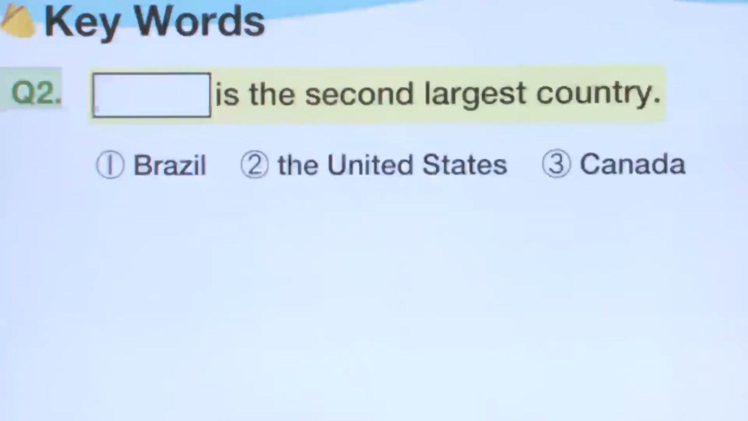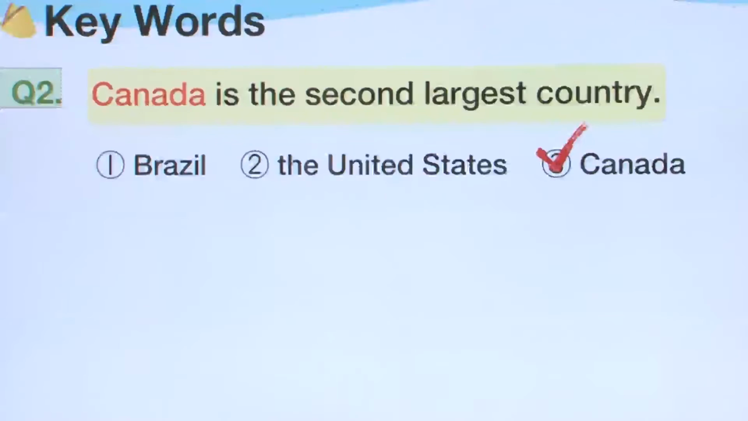Hey, nice job. Now this question, read it carefully. Blank is the second largest country. Is it Brazil is the second largest? Or the United States? Or 3, Canada? Brazil, United States, or Canada? Right, Canada is the second largest country.